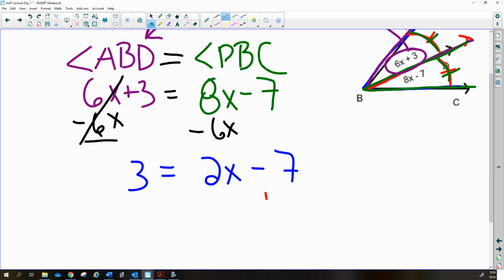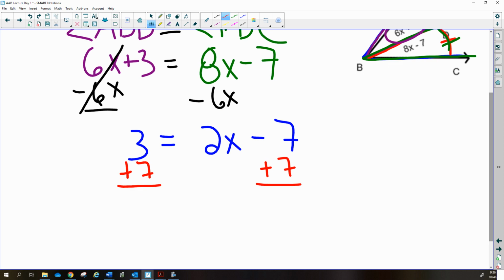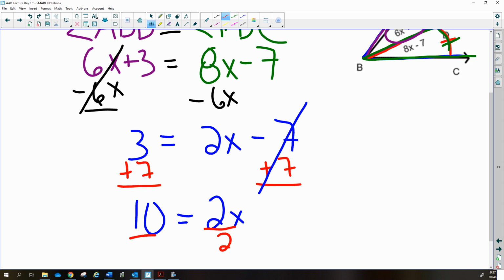From there, I'm going to add 7 to both sides. That's going to leave me with 2x equals, well, that cancels the 7's here, but it leaves us with 10 here. I finally can come up here and divide by 2, and I get x equals 5.